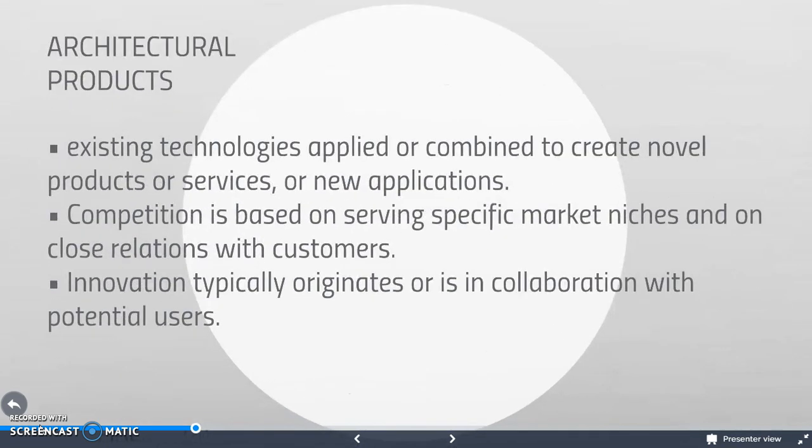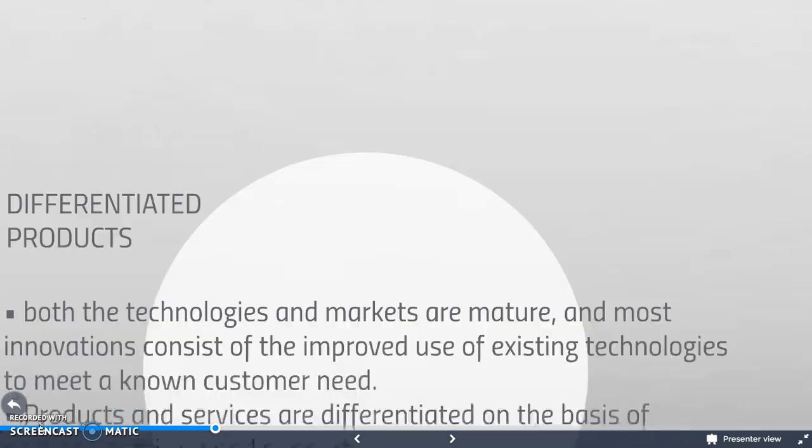Next, architectural product. Existing technology is applied or combined to create novel product or service or new application. Competition is based on serving specific market niches and on close relation with customer. Innovation typically originates or is in collaboration with potential user.